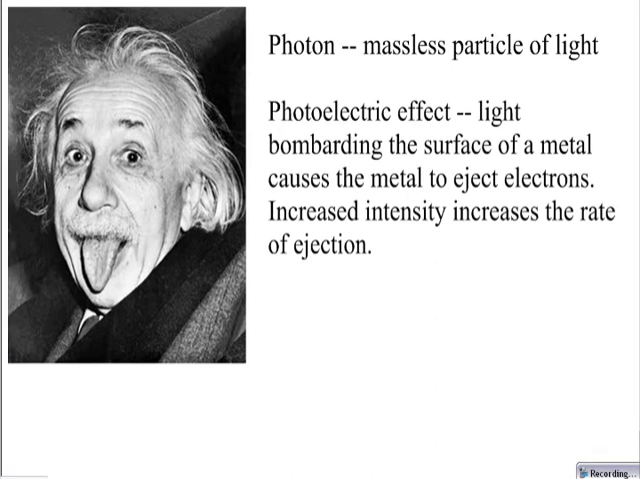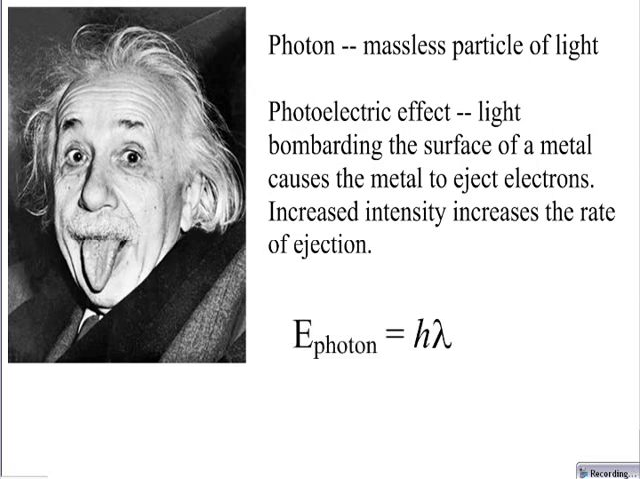Einstein also gave us the basis for solar power when he theorized about the photoelectric effect, which is the fact that if you bombard a metal surface with photons or light, it causes the metal to eject electrons. And if you increase the intensity of that light, it will increase the rate of ejection. And since we have electrons that are being ejected, they can be accepted by something, thus completing a current. And that's how we have the basis for solar power.